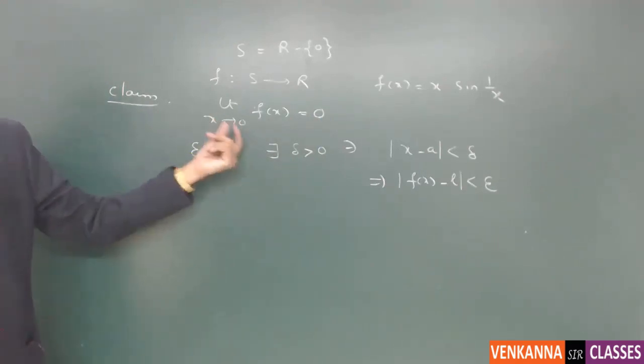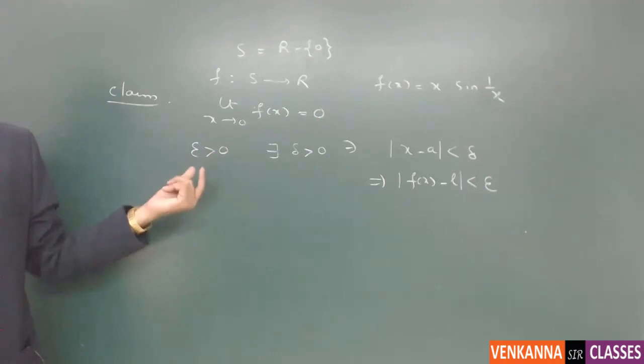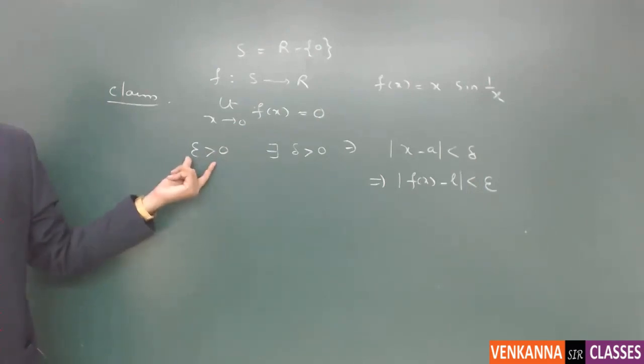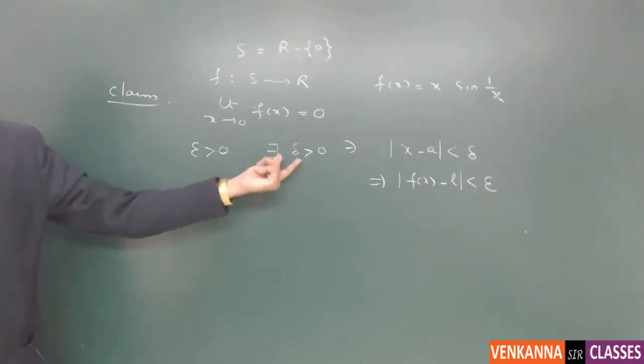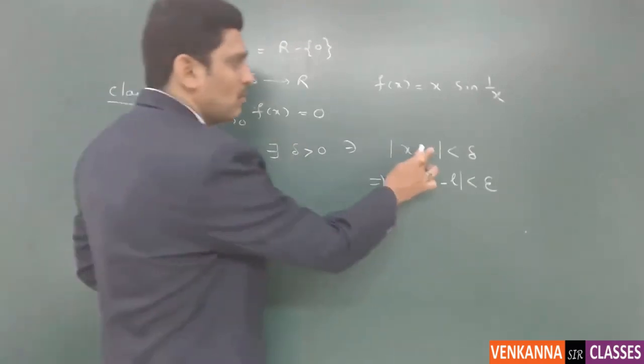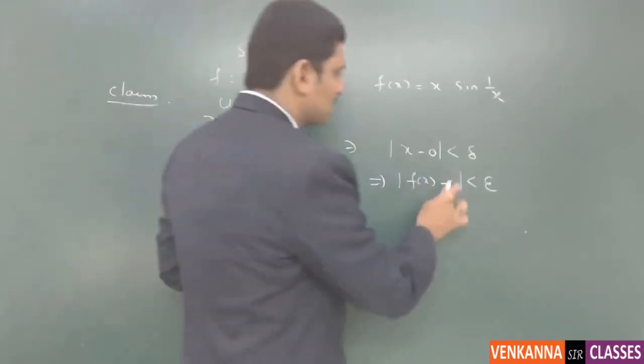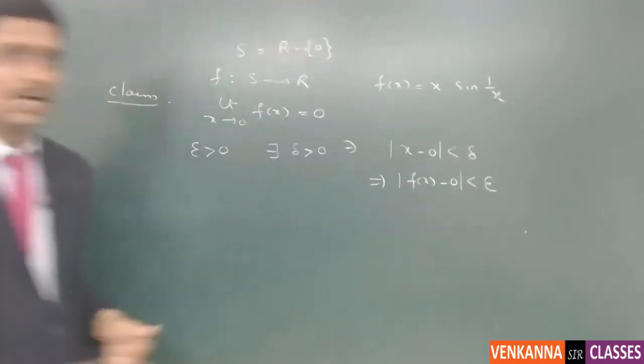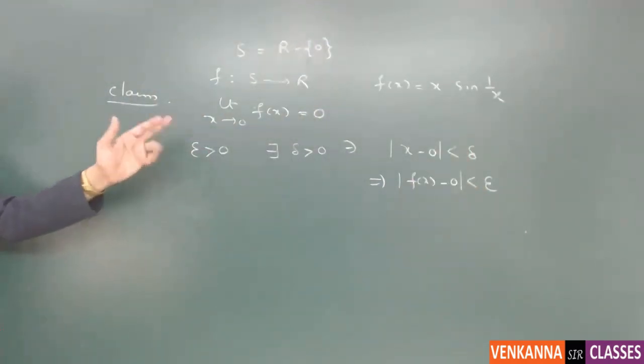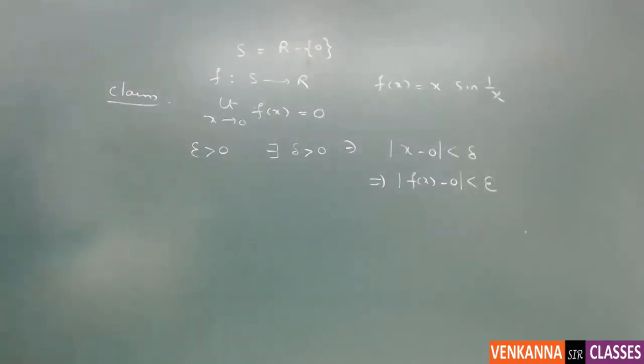So if you consider the respective values here, what I have to prove is, for epsilon greater than 0, there exists delta greater than 0 such that mod x minus 0 is less than delta implies modulus of f of x minus 0 is less than epsilon. In such a way, I should build a relation between delta and epsilon. Agreed? Are you getting it or not? Fine.